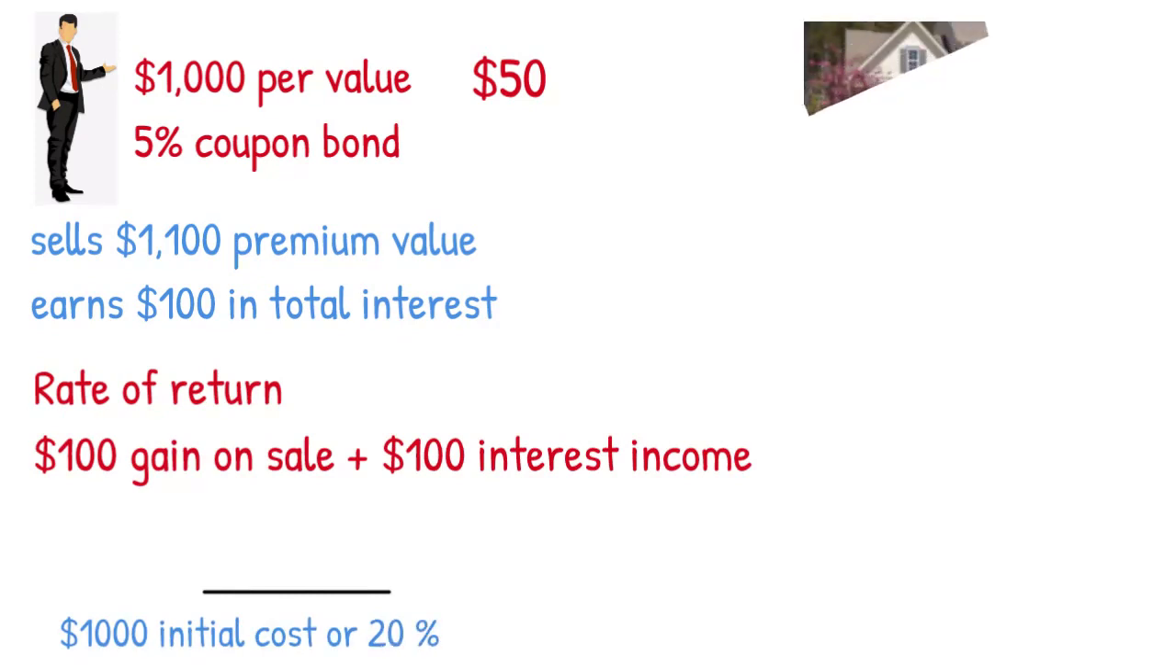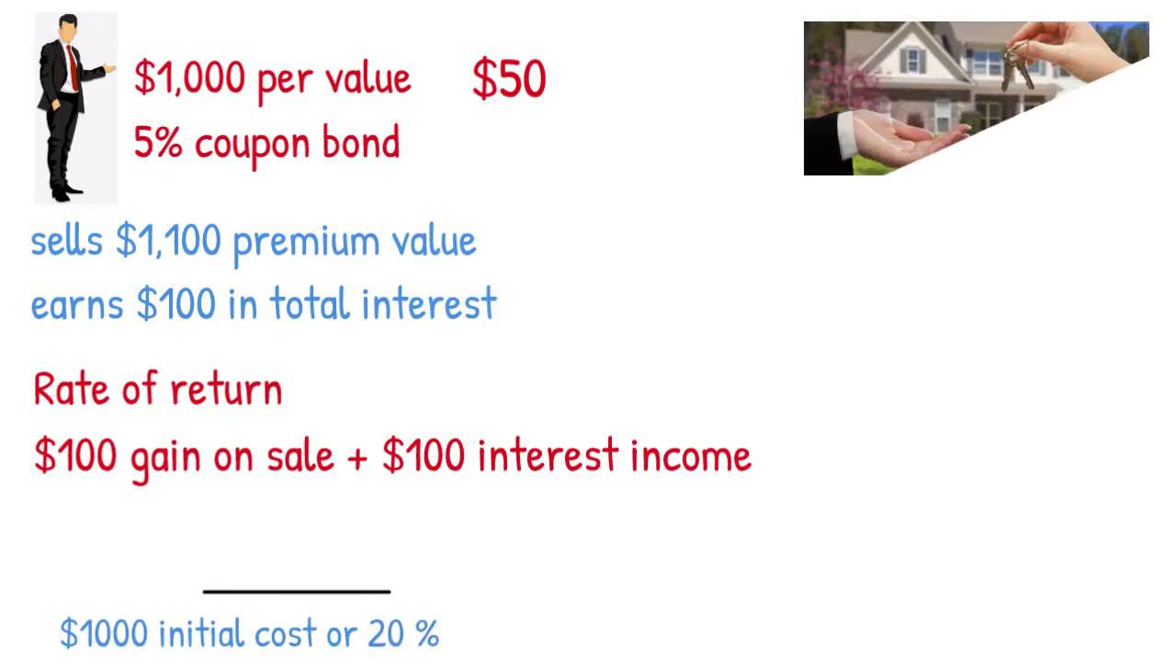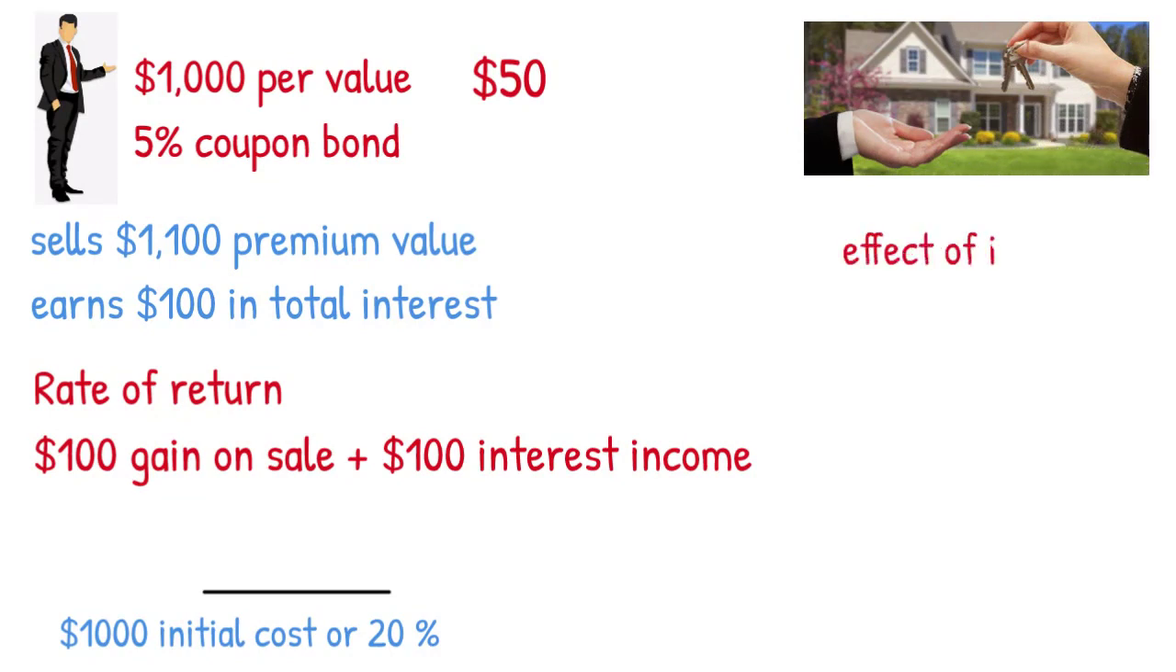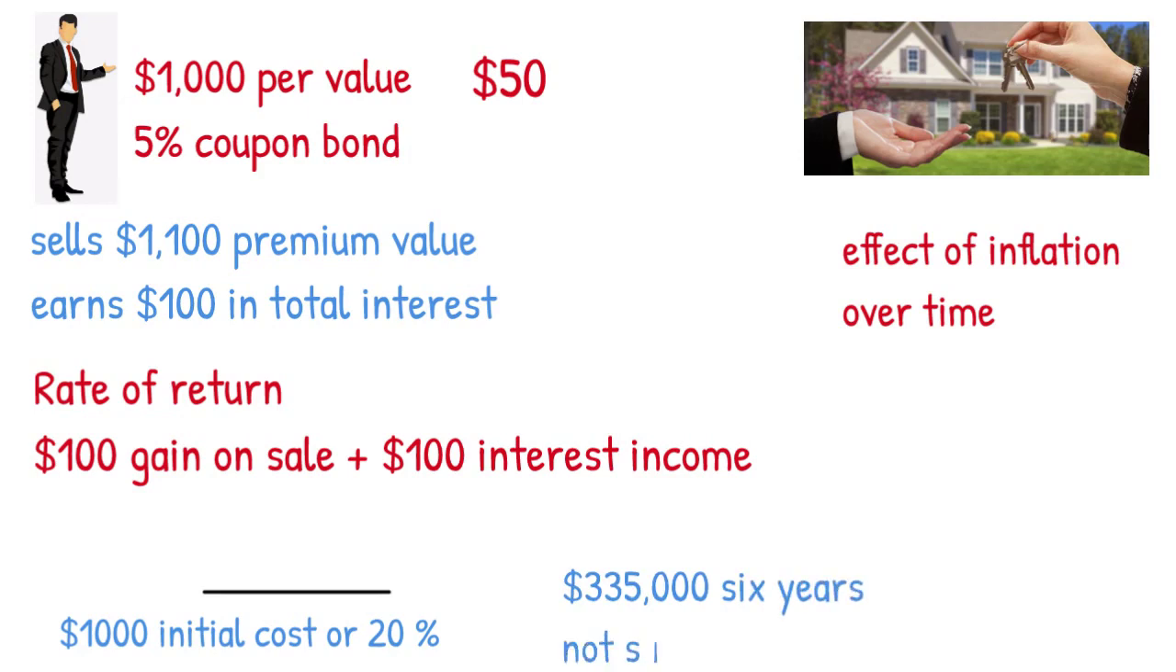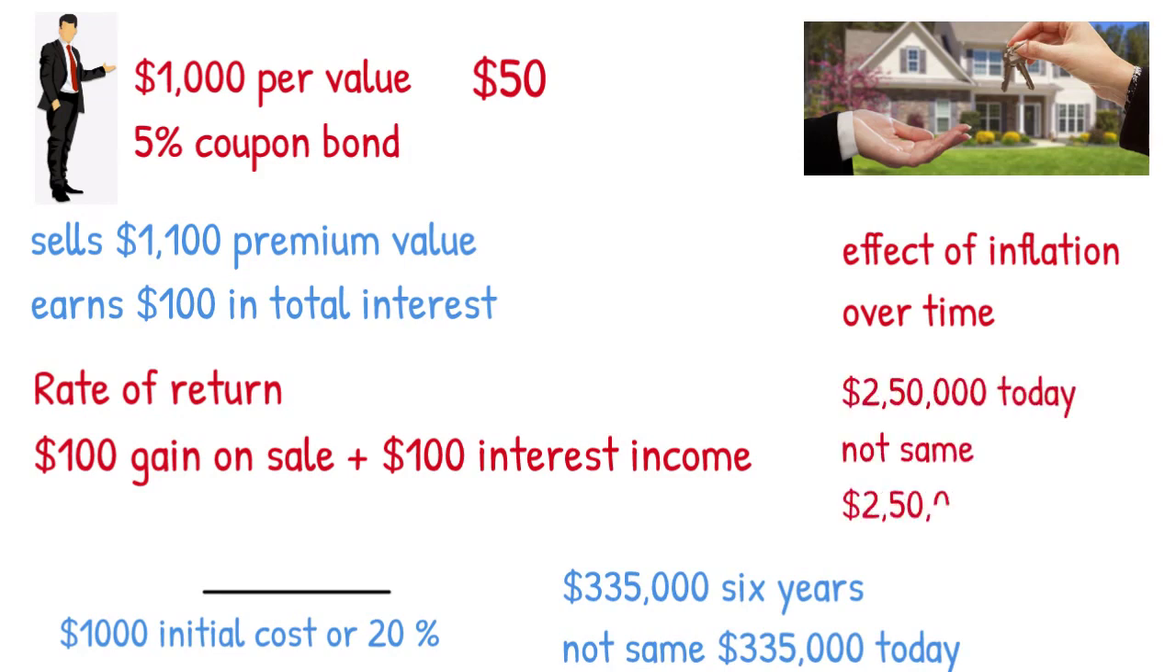The simple rate of return used in the first example above with buying a home is considered a nominal rate of return since it does not account for the effect of inflation over time. Inflation reduces the purchasing power of money, and so $335,000 6 years from now is not the same as $335,000 today. Likewise, $250,000 today is not worth the same as $250,000 6 years from now.